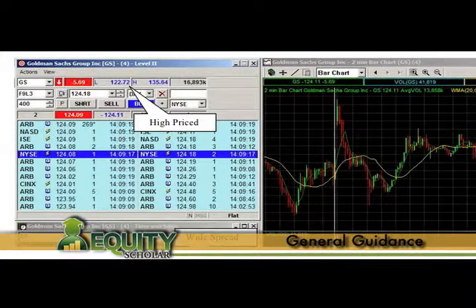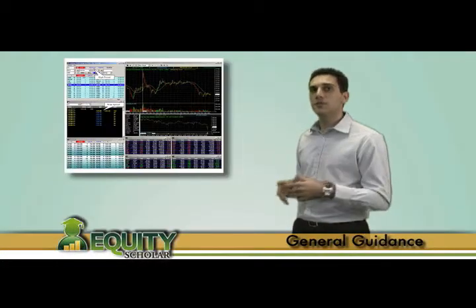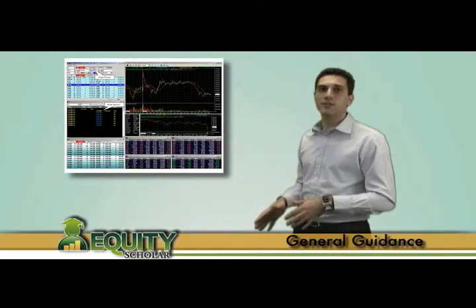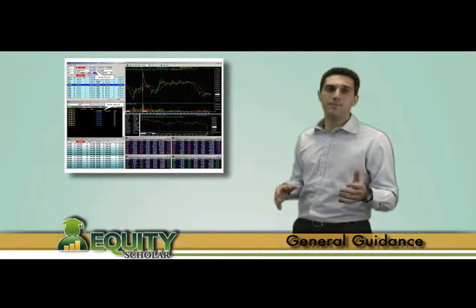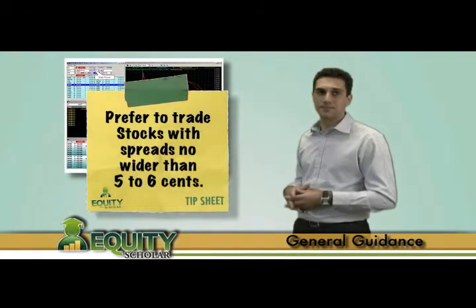Next is another high-priced stock which has a very wide spread of 10 cents. This is difficult to trade as risk increases due to the separation between the bid and the ask. We prefer to trade stocks with spreads no wider than 5 to 6 cents.